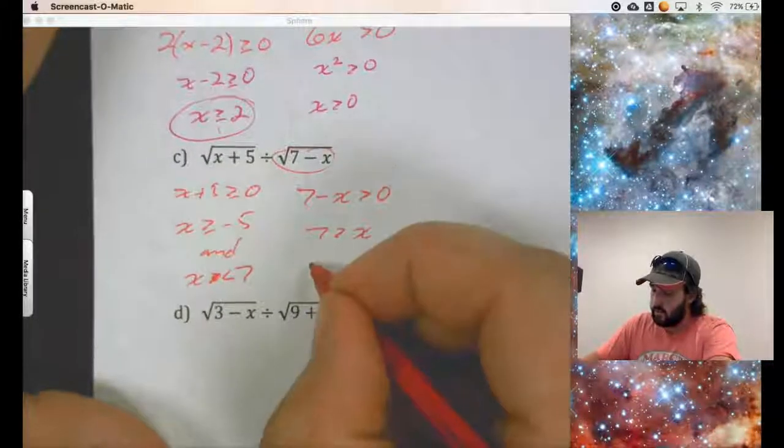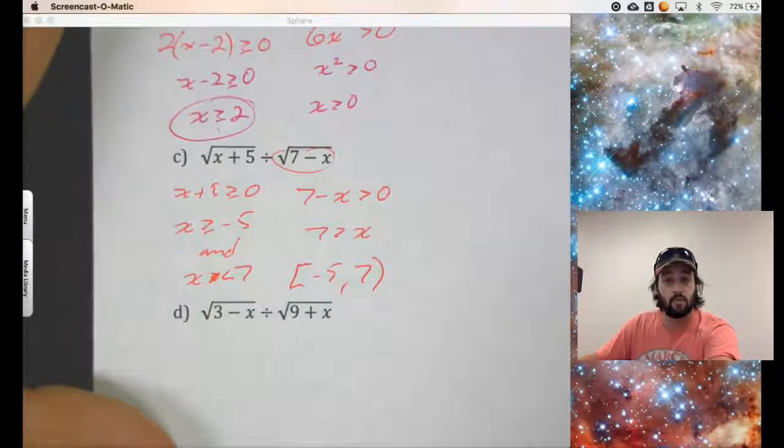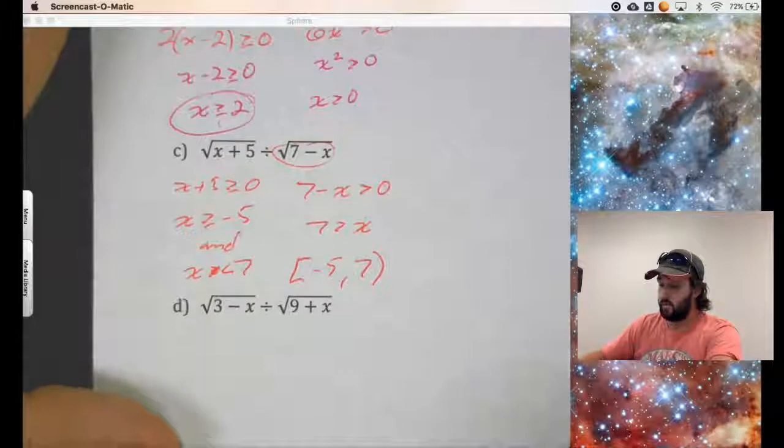So we could be going from negative 5 to 7 if it were written in interval notation. All right, moving on to our next one.